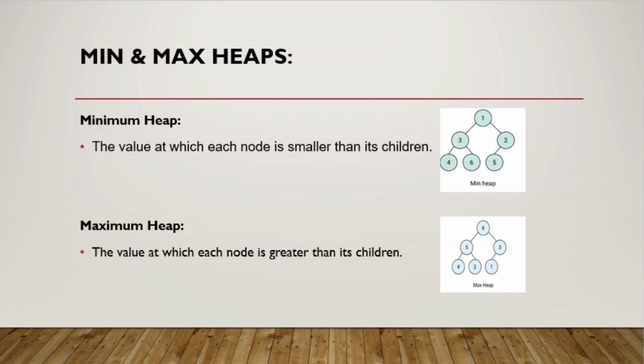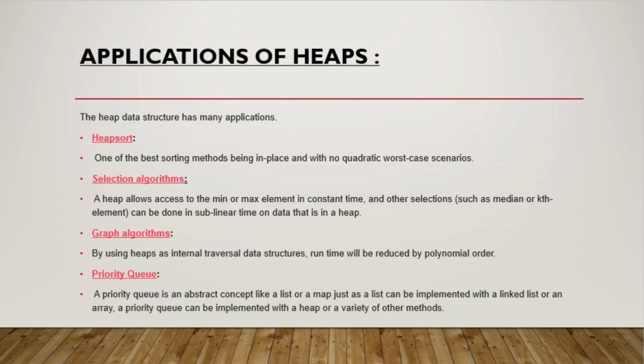Maximum and minimum heaps. In a minimum heap, the value of each node is smaller than its child, and in a maximum heap, the value is greater than its child, as shown in the diagram. The second thing, application of heaps.